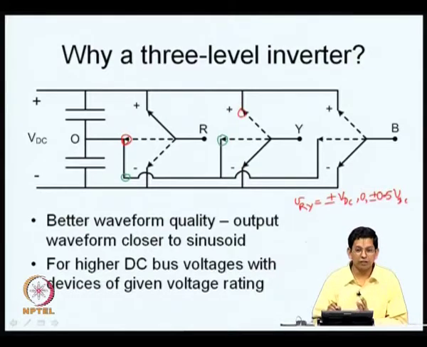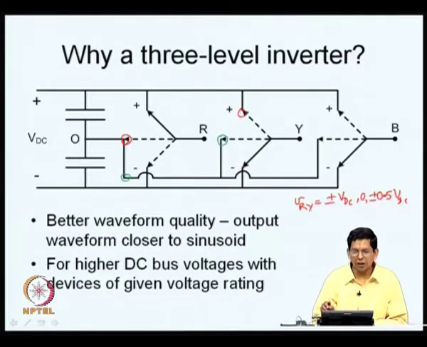Here you have 5 different values: plus VDC, plus 0.5 VDC, 0, minus 0.5 VDC and minus VDC. So, the sinusoidal voltage you want is the desired voltage, and what we are going to apply is not going to be the same as the desired voltage, but we can get closer to that because the plus 0.5 VDC and minus 0.5 VDC levels are available.